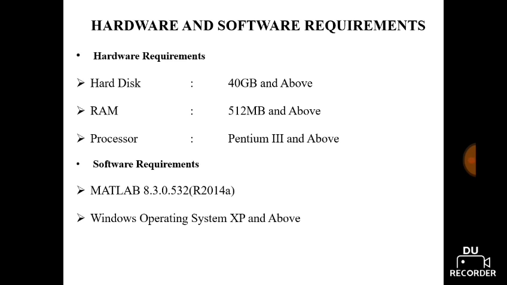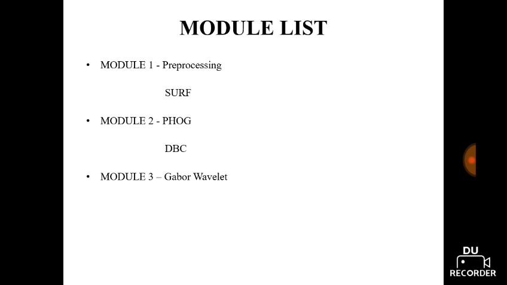The hardware and software requirements for our project are that the hard disk should be a minimum of 40 GB, the RAM is 512 MB, and the processor used should be Pentium 3 and above. For our project, we use MATLAB software version 8.3.0, and the Windows operating system can be Windows XP and above.